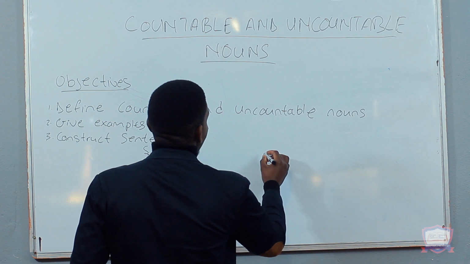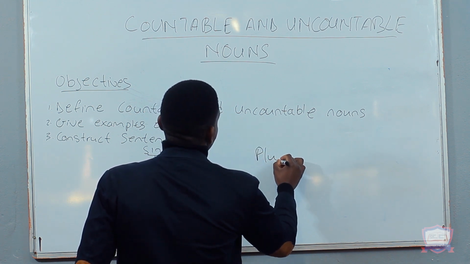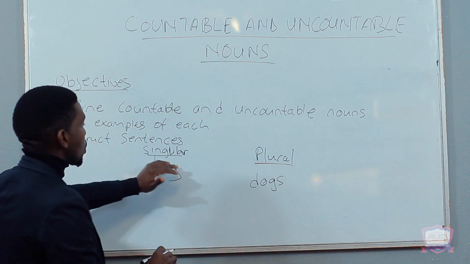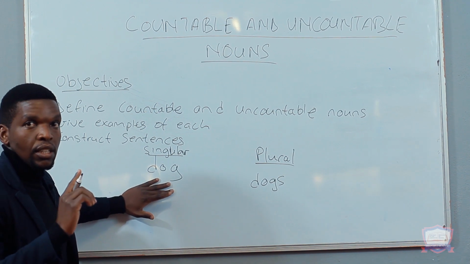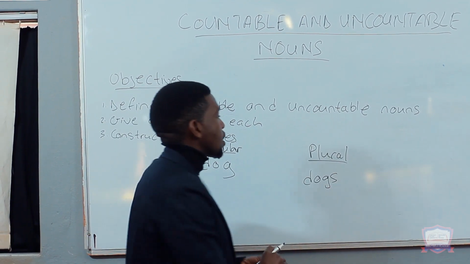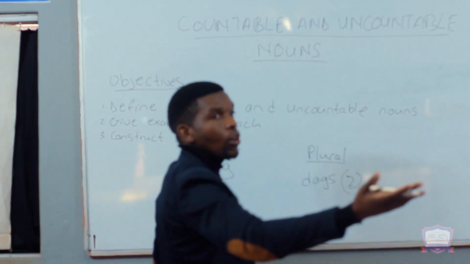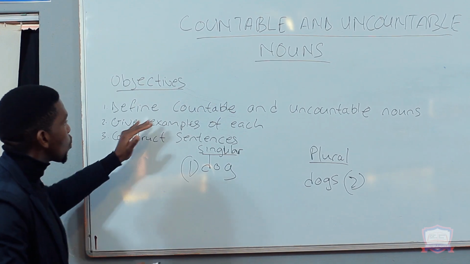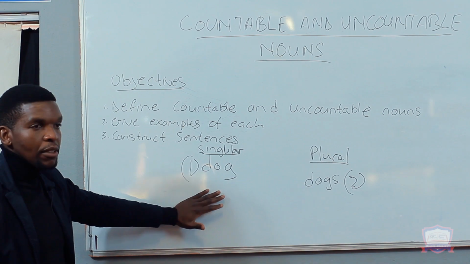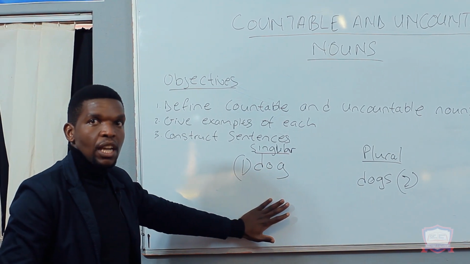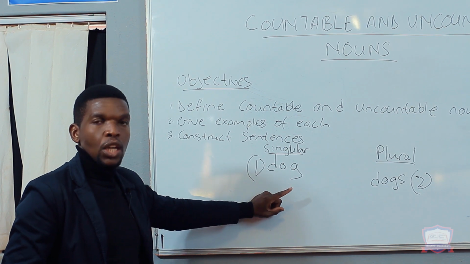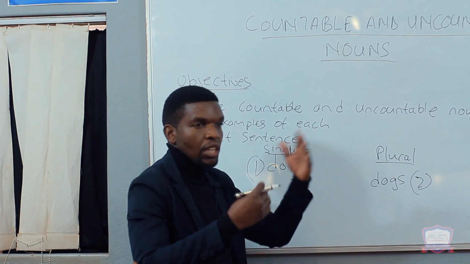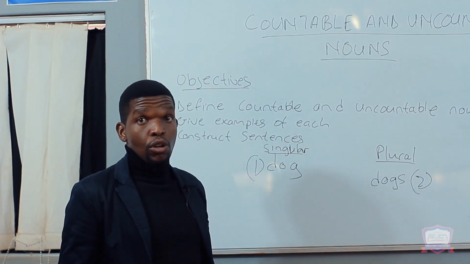In plural form, we can say dogs. With the singular form, it is one dog, and with the plural form, these are two dogs, or maybe even more. Countable nouns are called countable because we have a dog, which we can count using a number, one, and then dogs can be two or three or even more.